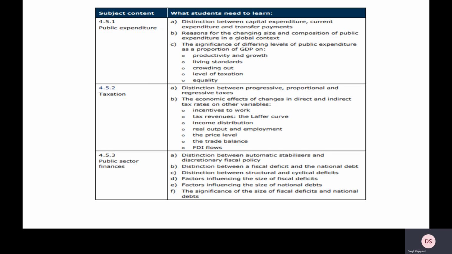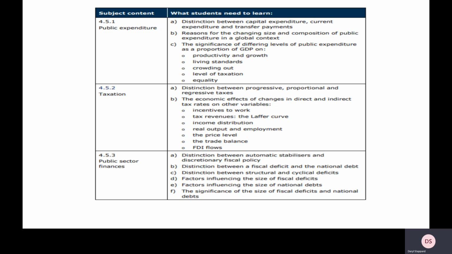So looking at the different types of taxes, such as progressive, regressive, proportional, direct, indirect taxes, and then looking at how changing these different taxes would impact on the economy. So hopefully, for example, you are now pretty comfortable with drawing and explaining the Laffer curve, understanding how taxes can impact on foreign direct investment and price levels across the economy.